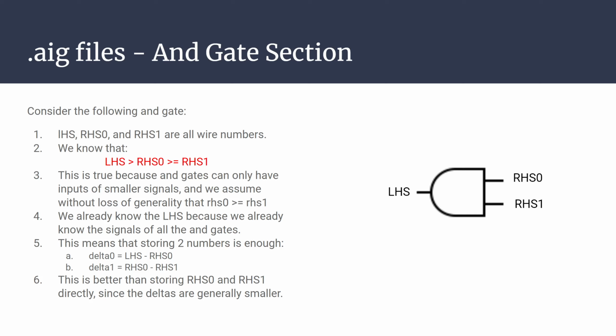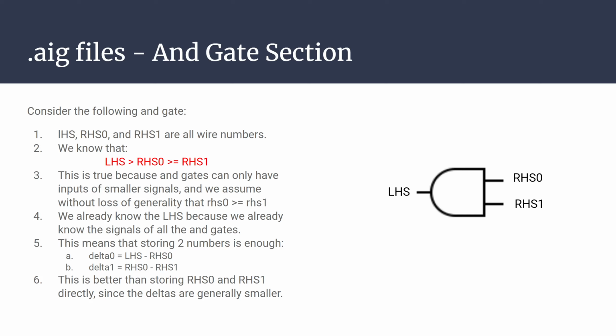Okay? Now, we already know the left-hand side. Why do we know it? Because we know how many AND gates there are. And since we know how many AND gates there are, we can know that the first wire number for the first AND gate would be number of inputs plus number of latches plus 1. And then so on and so forth. It's similar to what we saw before. Just by knowing the number of inputs, latches, and AND gates, we can know the ranges that they all fall into.